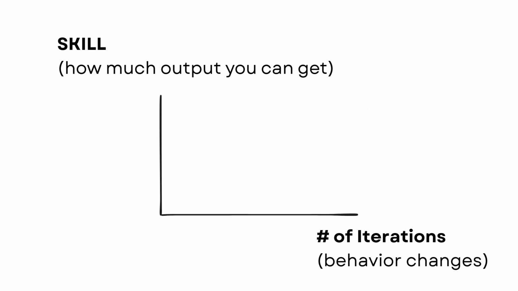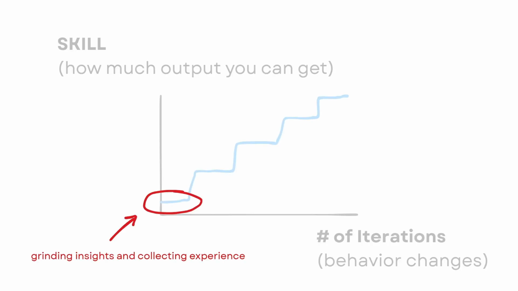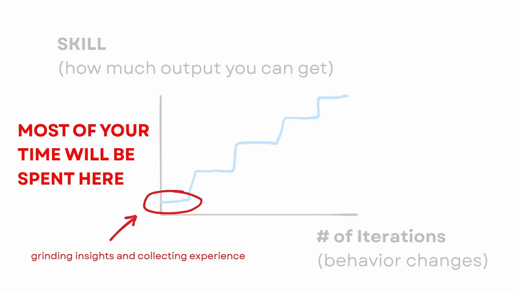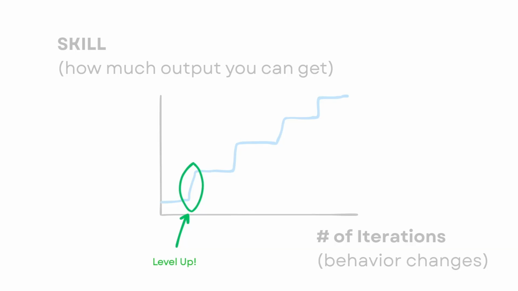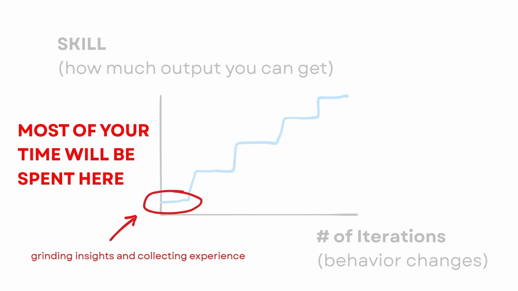So if we were to plot your skill relative to the number of iterations, and by iteration I just mean how many times you have changed behavior or did a tweak in your system, it's probably going to look something like a staircase, where it's flat for a while, and then boop, it jumps up, and then it goes flat for a while, and then it jumps up. Here is where you're going to be grinding your insights and collecting your experience points. Most of your time is going to be spent here, in the trenches gathering insights and not getting any real noticeable impact to your results. And then finally, when you get the last one, which pushes you to level up, you go vertical in the results that you get, and then you flatline again, and the process basically restarts.